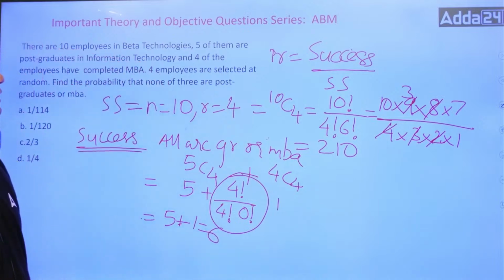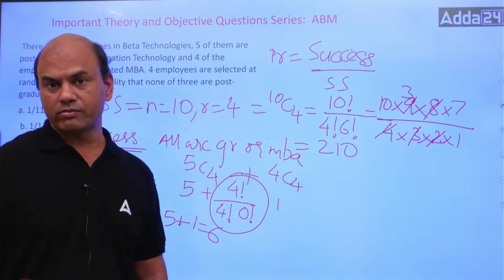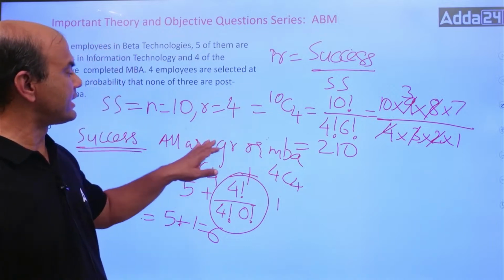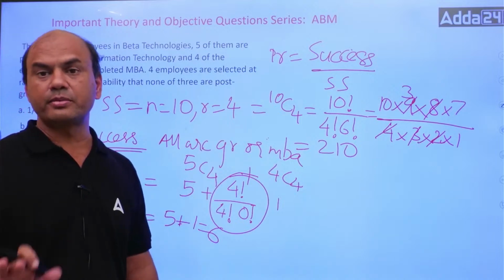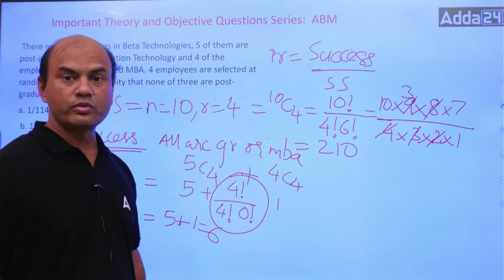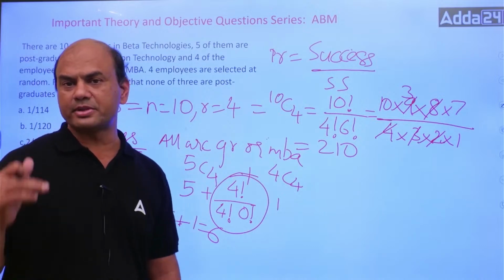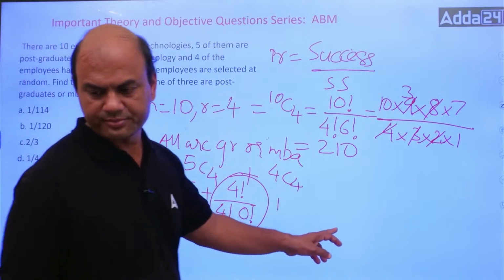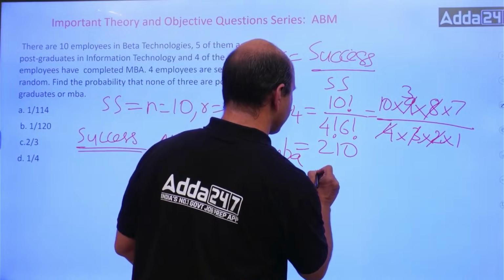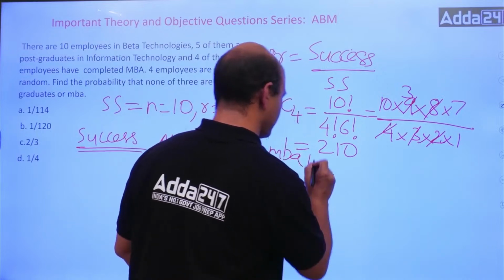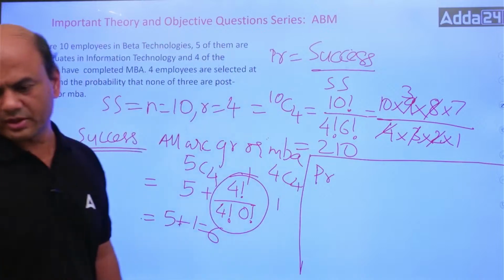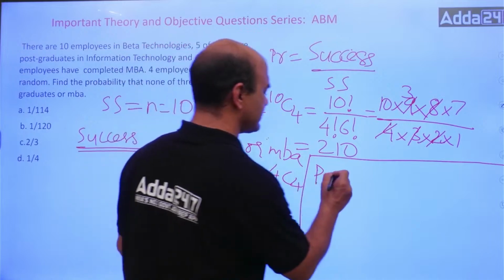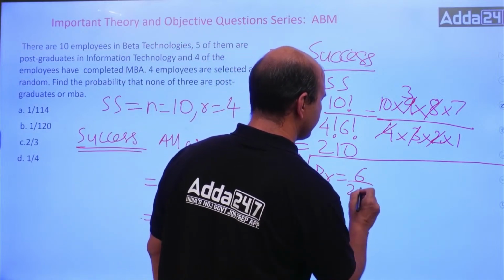Okay. So you are getting the answer as 6. So now, first what you do is find out the probability that they are either graduates or MBAs. First find out the probability for that. So what is the probability? Success upon sample space. Probability equals success upon this. So 6 divided by 210.